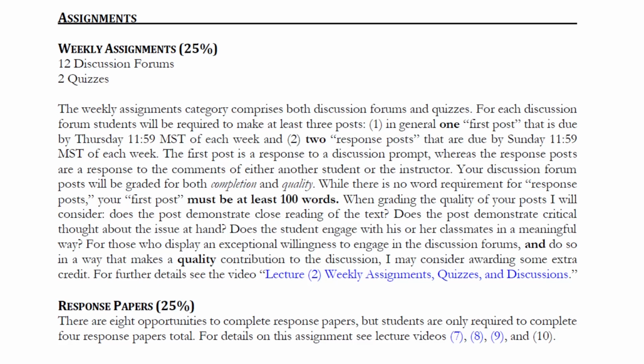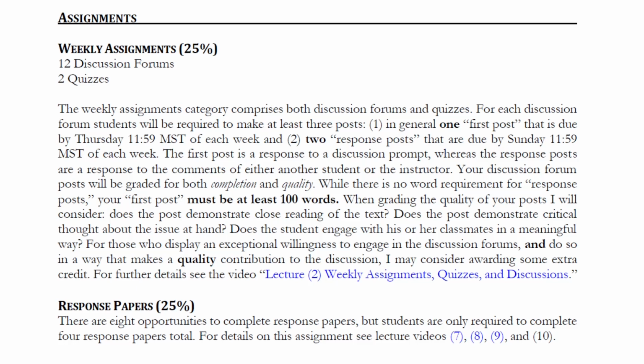Now I will say a few things about each type of assignment. Again, this will be rather brief, and more details about these specific assignments will be explained in later videos. However, let's begin with the weekly assignments category. This category includes both the discussion forums as well as the quizzes. The content of the quizzes will depend on the quiz in question, and that is explained on the course schedule of the syllabus. However, it may be useful to say something further about what to expect from the discussion forums.